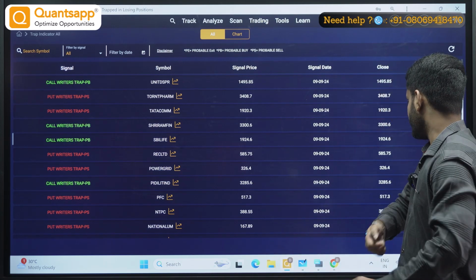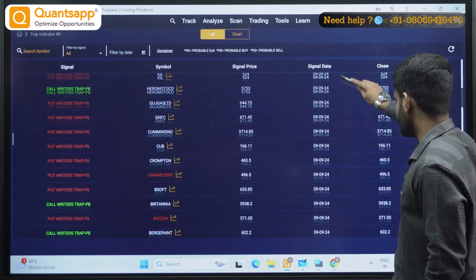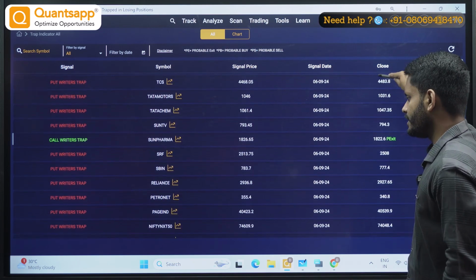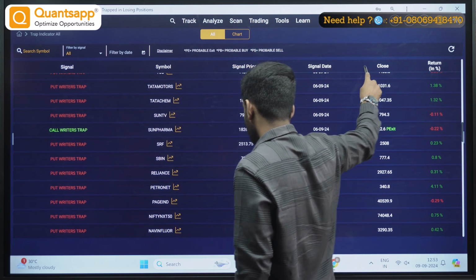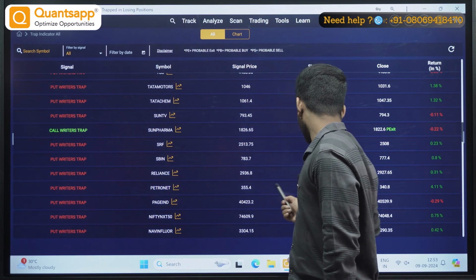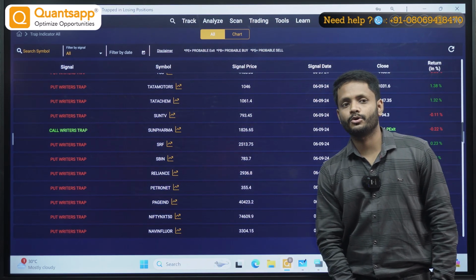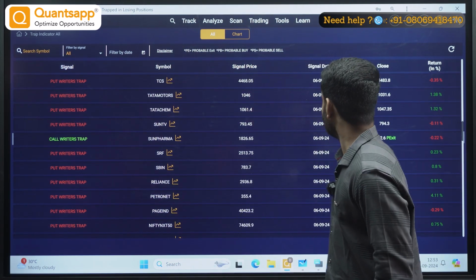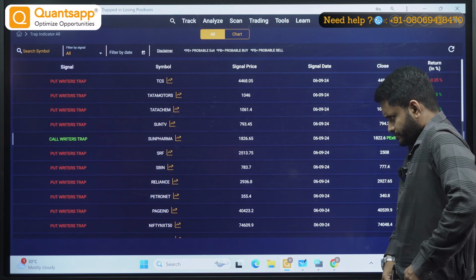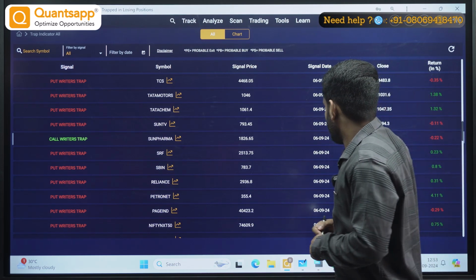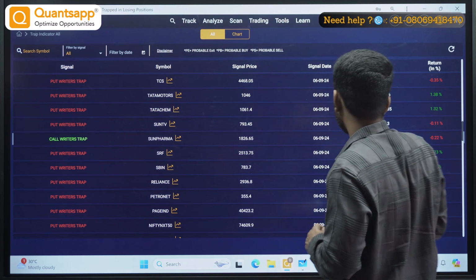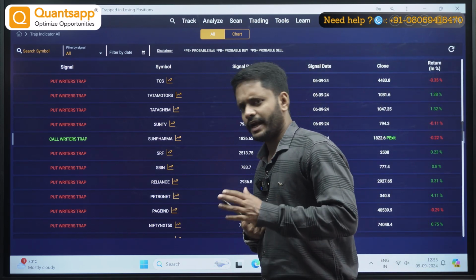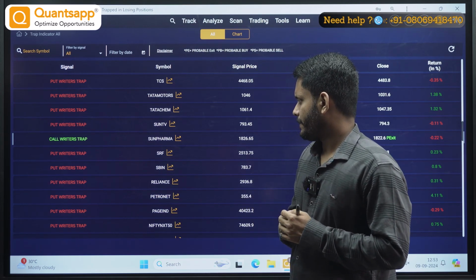Say let's go and check out any of the trades which I received on 6th. Let's say any of the trades. Okay, there are n number of trades. If you see, okay, let's say put writer trap on 6th September. If I see, there is Petronet. Can you see Petronet put writer trap? I can see. Okay, so on 6th September there was a signal at 3:55. At 3:55 I received a put writer trap indication in Petronet.